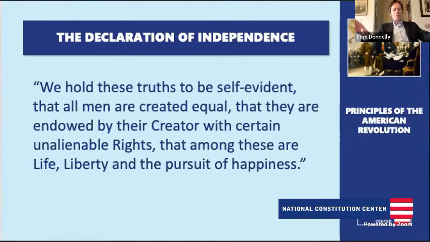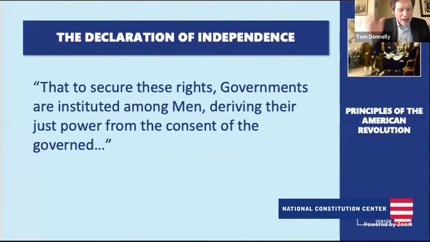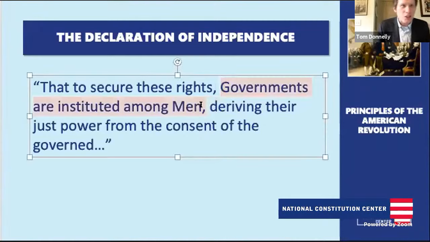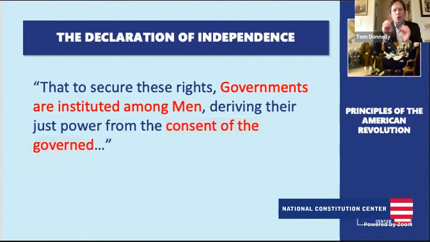So that's that first opening passage. And then we go into the next passage, which is that "to secure these rights, governments are instituted among men, deriving their just power from the consent of the governed." So we're explaining our theory of government here. It's a powerful vision of popular sovereignty tied to social contract theory. We give up certain rights. We give certain powers to the government, and the government agrees to protect us.